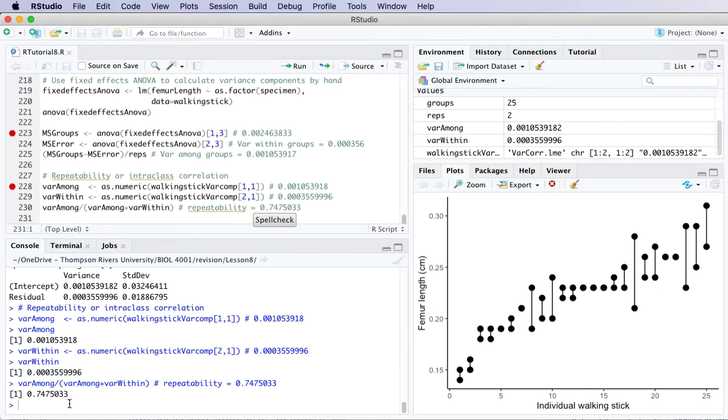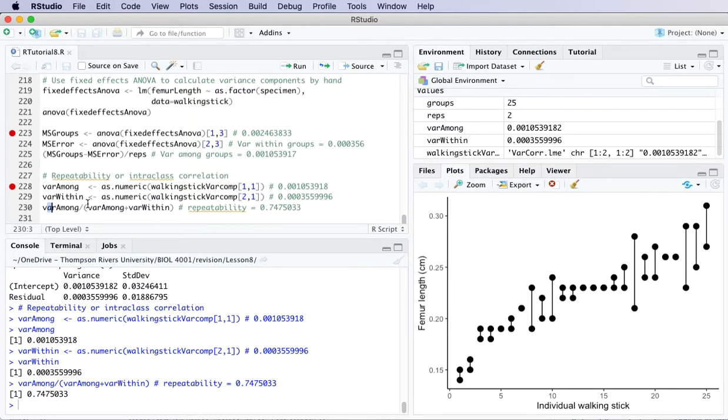So we could express that as a percentage, and we could say that an estimated 75% of the total variance in femur length measurements in the population is the result of differences in true femur length between individual insects, and the remaining 25% is the result of measurement error. Okay, so just think that sentence through for a second.